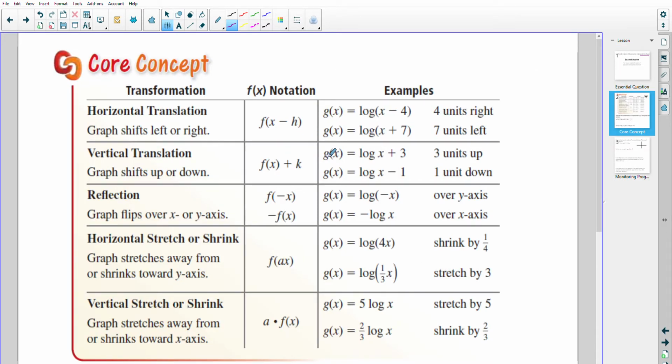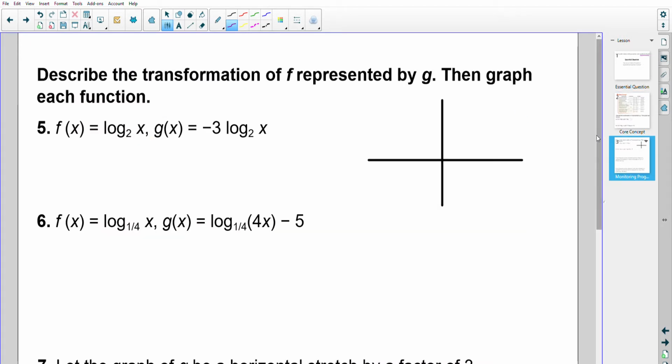First of all, what I would do on all these logs is just make a table and draw a few points and get the general shape. I would not worry about all the transformations, because then you're going to have to know how to graph the general logs, which is more of a memorization. Or you could think about the logs as being a reflection over the x equals y line to the exponential. But let's go ahead and just do a table on this.